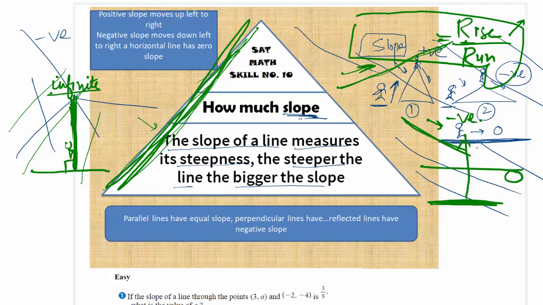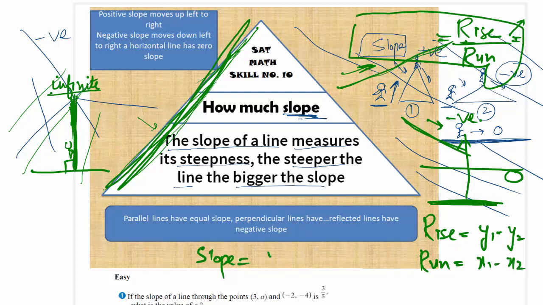So we'll have the rise as the change in the y coordinates, y1 minus y2. And we'll have the run as the change in the x coordinates, x1 minus x2. So we can say that the slope is y1 minus y2 divided by x1 minus x2. By this we'll be able to analyze which line has more steepness, and the sign we can just determine by visually analyzing the line.